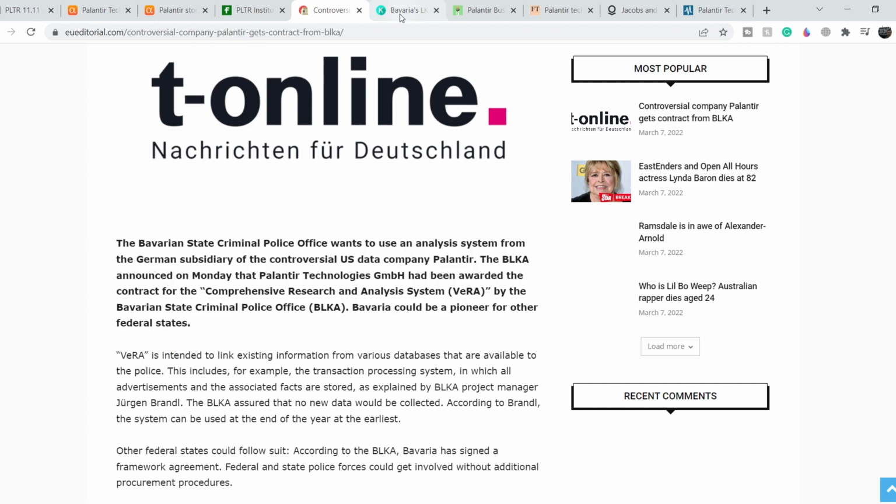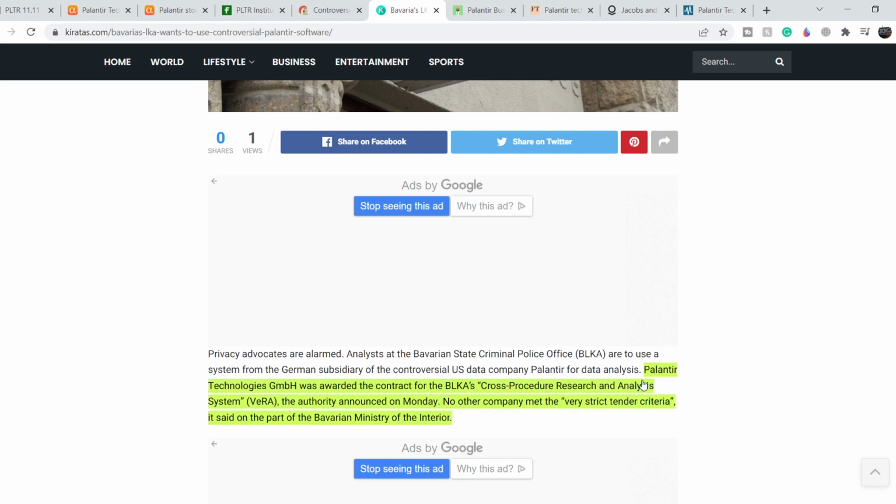And let me show you another article about the same news, and it says Palantir Technologies was awarded the contract for the BLKA's cross-procedure research and analysis system, the authority announced on Monday. No other company met the very strict tender criteria, it said on the part of the Bavarian Ministry of the Interior. So this means Palantir is the only company that met the very strict tender criteria.